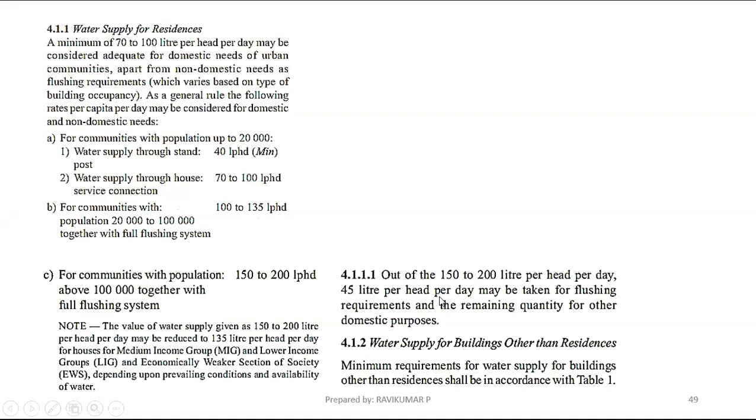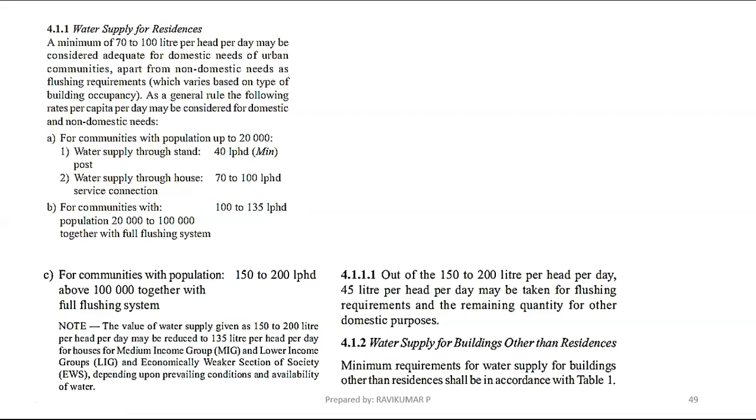40 liter per day may be taken for the flushing requirement and the remaining quantity for other domestic purposes. They have given one note. If you are taking a total domestic need of 135, 150 or 200 liter, in that you have to consider 40 liter for flushing. So that is what we took. The remaining you take for other domestic purposes. The minimum 40 liter you have to take for the flushing purpose. Flushing is the constant.